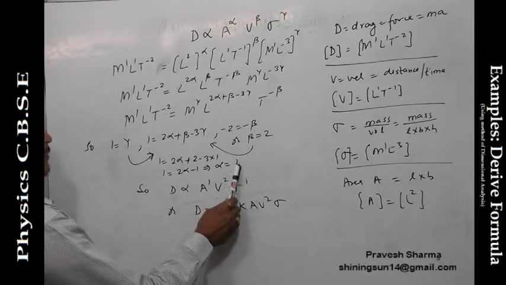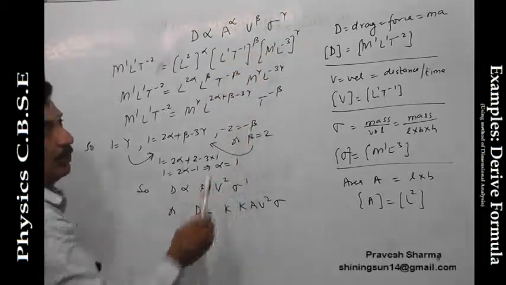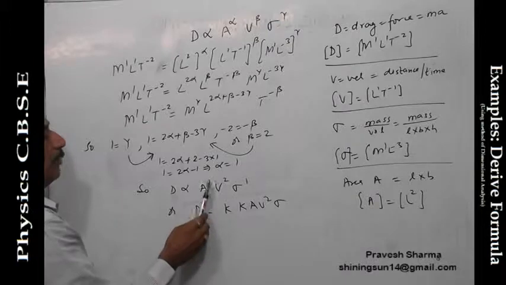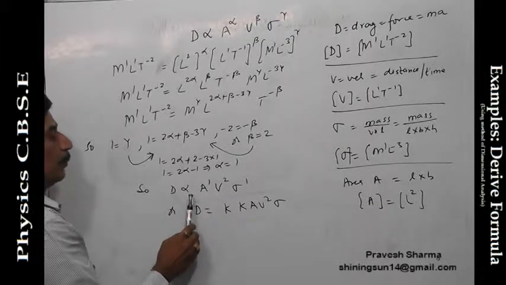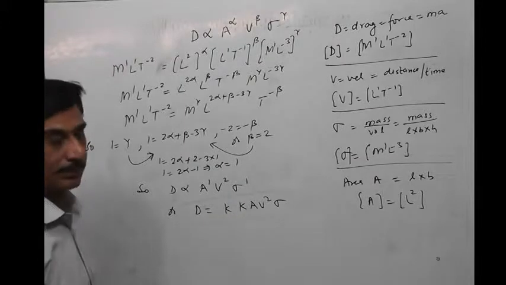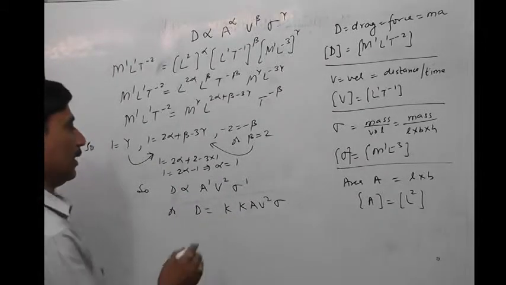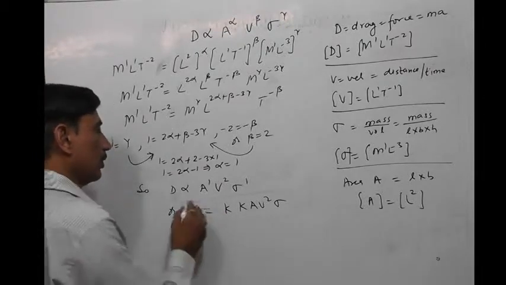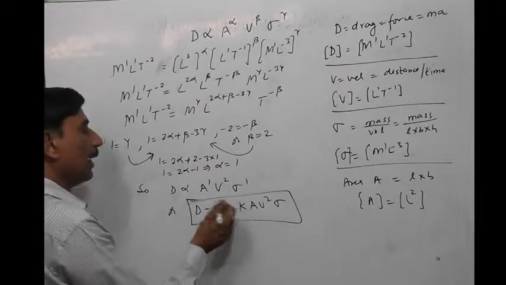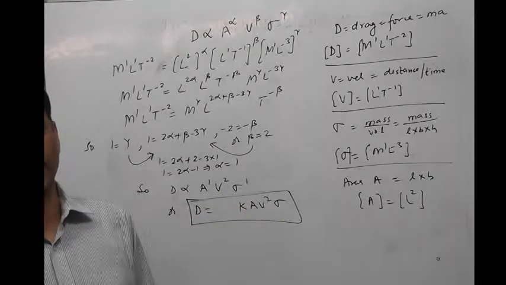We have found the values of alpha, beta and gamma. Put the values over here. So D is proportional to A to the power 1, V to the power 2, and rho raised to 1. I have replaced this proportionality sign by a proportionality constant. So D comes out to be D is equal to K A V squared rho. That is the answer.